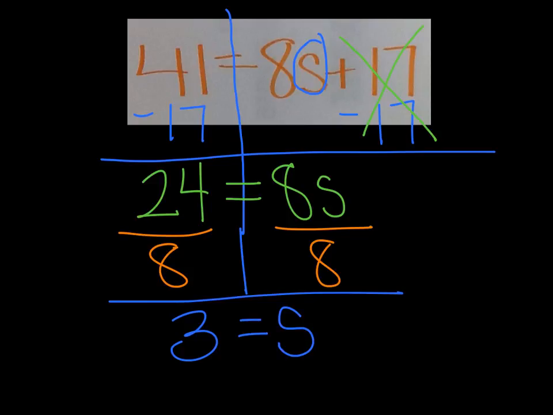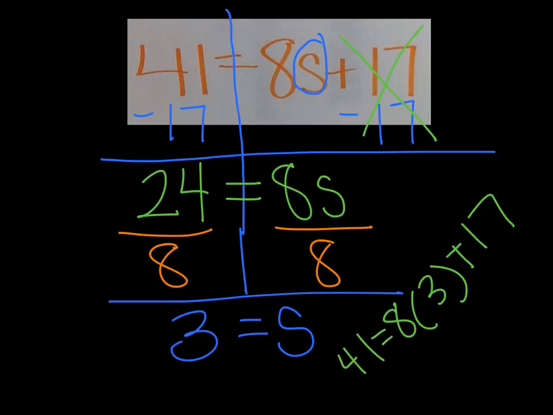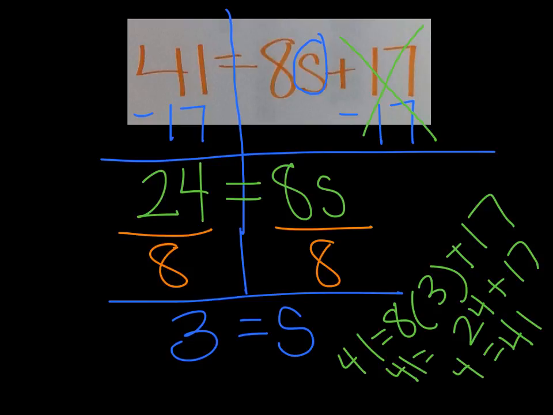And again, you could plug that into your equation and check to see if 8 times 3 plus 17 is equal to 41, like you have on the other side. Well, with this side, you have 24 plus 17, and you would check to make sure that 24 plus 17 is, in fact, equivalent to 41. So you know that this solution, 3 is equal to s, is the one and only answer that makes this true.